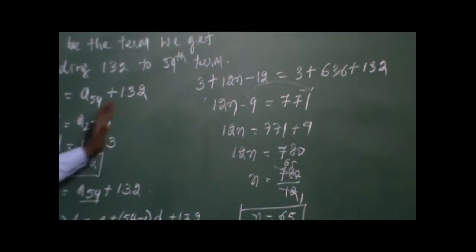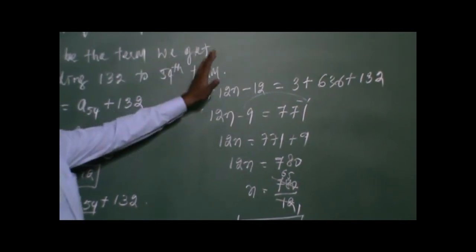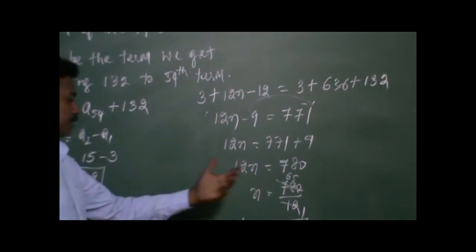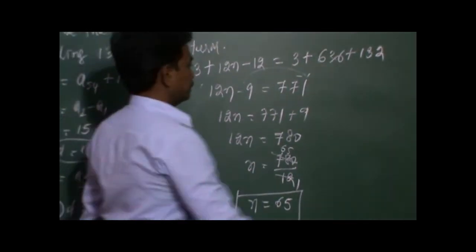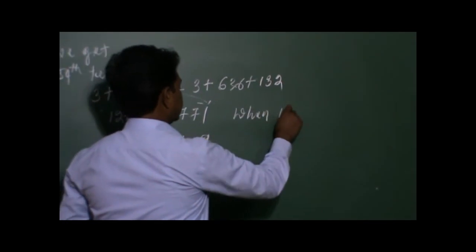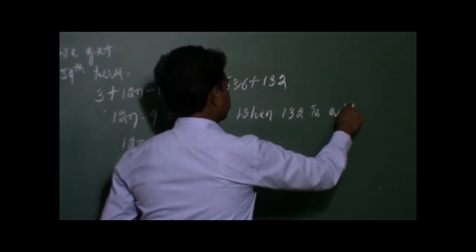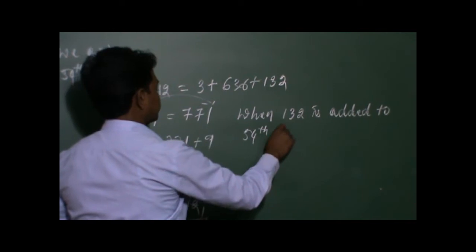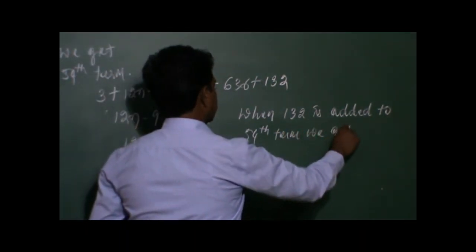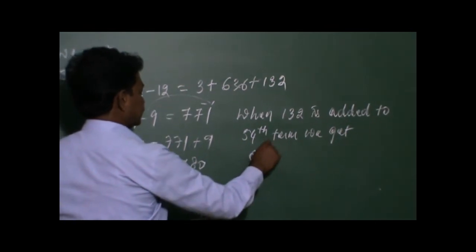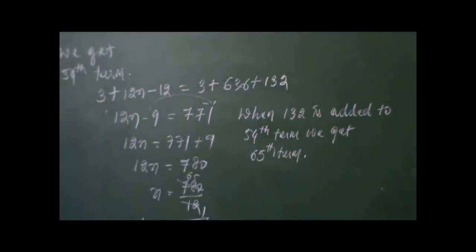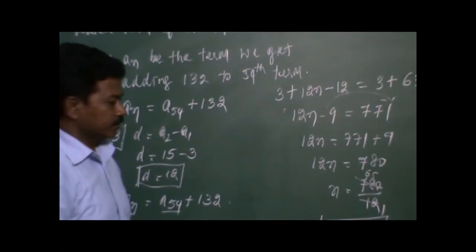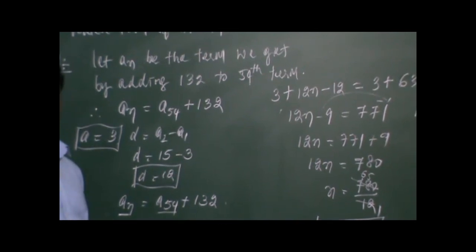So which term of the AP do you get when you add 132 to the 54th term? The term is the 65th term. So when 132 is added to the 54th term, we get the 65th term. This is a very important problem, usually asked in preparatory exams and midterm examinations, and it has appeared once in your final exams also. So this is the method for solving this. I hope you enjoyed this.